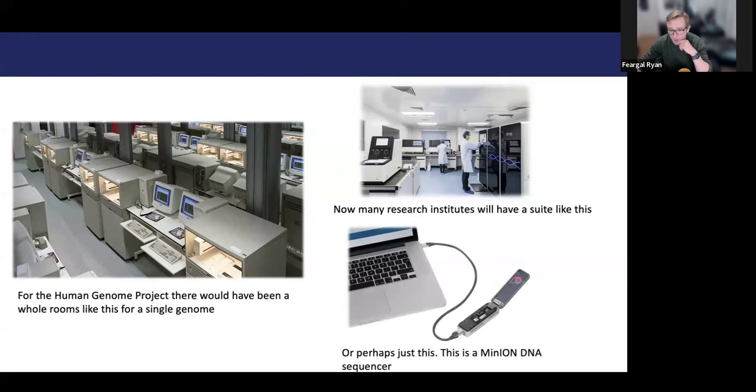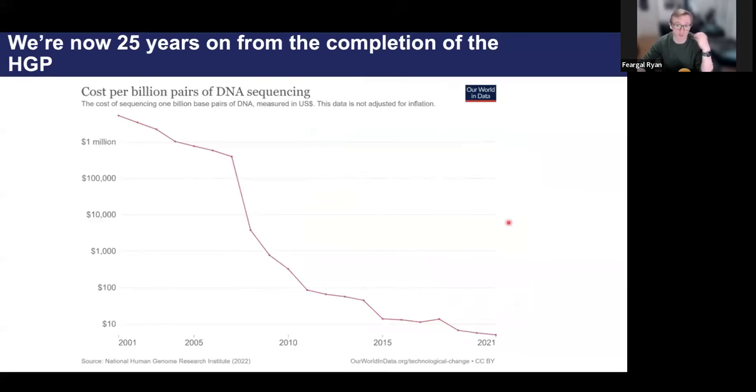We also now have machines like this, handheld DNA sequencers. They don't produce as much data or as much sequence as some of the bigger ones do, but handheld means you can take them out into the field. And as we've had all of these technology developments in sequencing, the cost has dropped spectacularly.